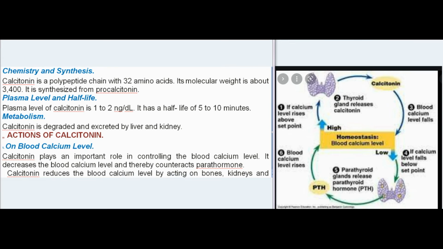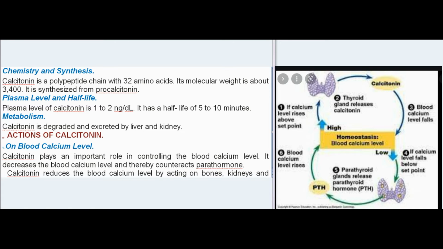Chemistry and synthesis. Calcitonin is a polypeptide chain with 32 amino acids. Its molecular weight is about 3,400. It is synthesized from procalcitonin. Plasma level and half-life. Plasma level of calcitonin is 1 to 2 ng/dl. It has a half-life of 5 to 10 minutes. Metabolism. Calcitonin is degraded and excreted by liver and kidney.